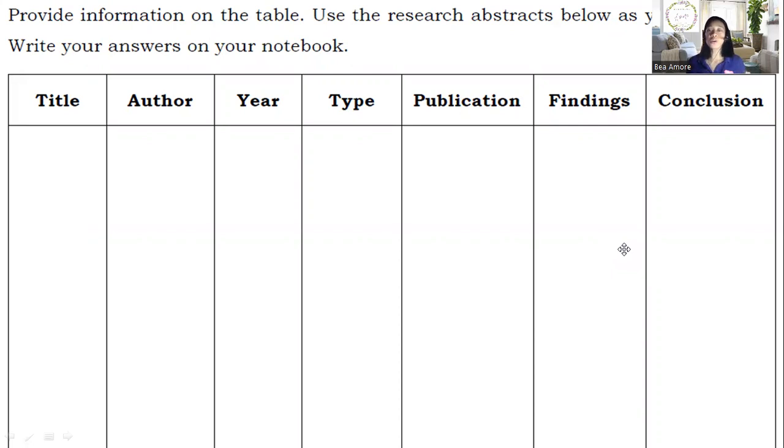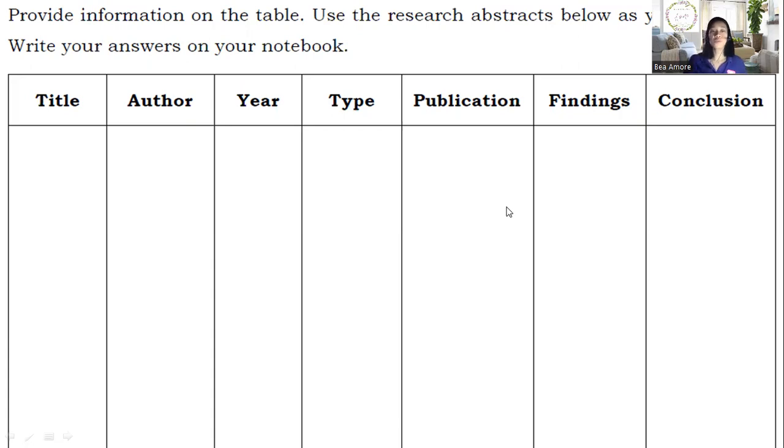So, gagawa kayo nito sa inyong notebook: the title, the author, the year, type, publication, findings, and conclusions. So, whenever you find a book, meron kayong nabasa, aklat, thesis, dissertation, article, journals, even blogs, or whatever you have read as part of your literature review, write the title and then the name of the author, year, type, publication, findings, and conclusion.